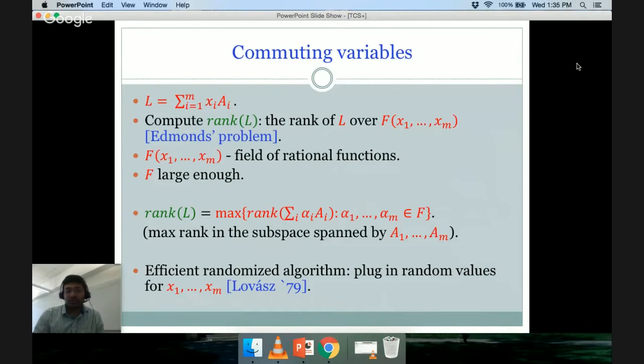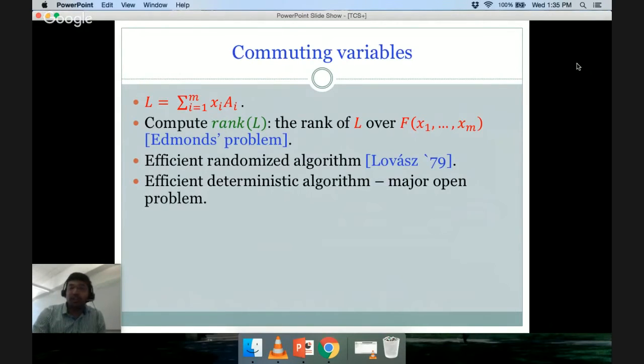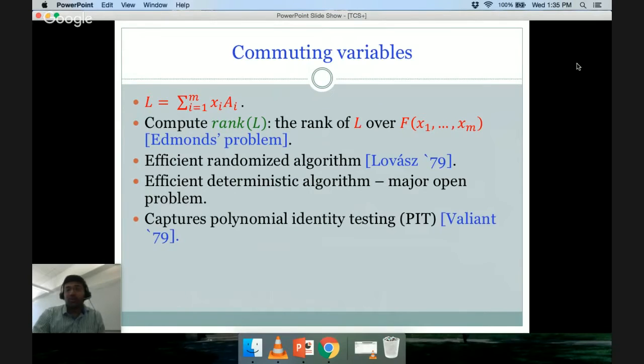It follows easily from the Schwartz-Zippel lemma that when you plug in random values for x1 to xm and compute the rank, what you will achieve is the maximum rank. So there's an efficient randomized algorithm for this problem. Whether there's an efficient deterministic algorithm is a major open problem in TCS. It captures the polynomial identity testing problem, or PIT.